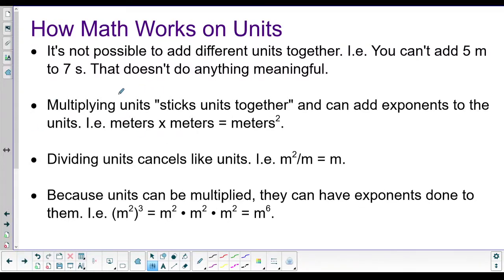So, the first thing we need to know about how math works with units is it's not possible to add different units together. Meaning you can't take 5 meters and add 7 seconds to it, because 5 meters is measuring a length, and 7 seconds is measuring a time. You can't add lengths and times together. They're not the same thing. So if we have two things that do not have the same units, you're not allowed to add them together.